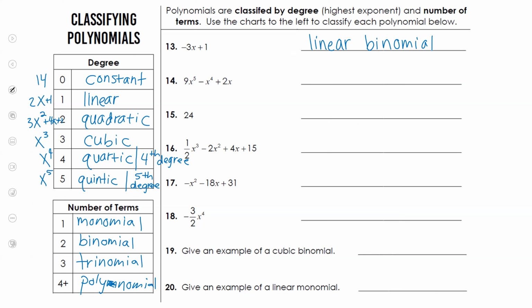I'll do one more with you. How about number 18? What degree is this? It's quartic or fourth degree. I feel like most textbooks say fourth degree. Maybe I'm wrong. But it's fourth degree. And what's the term? Monomial, because there's only one item, one term. All right, I'm going to let you guys do these examples and then we'll move on.